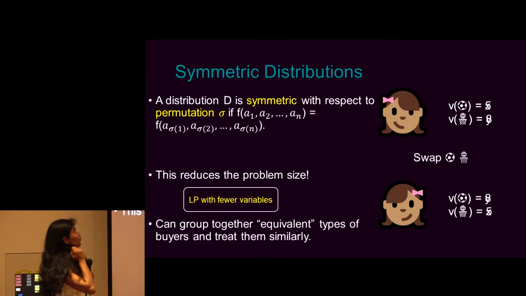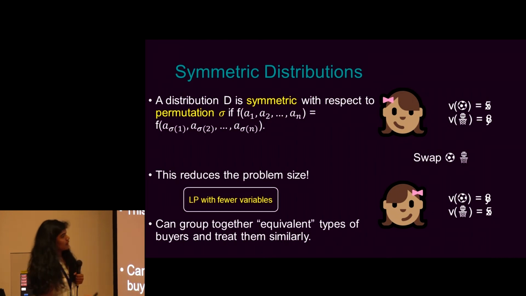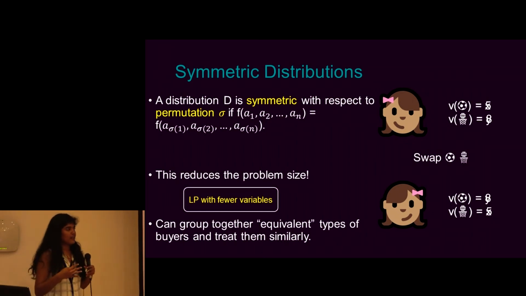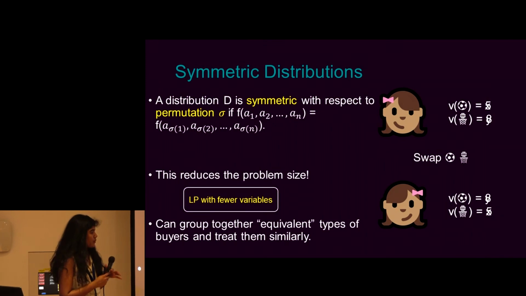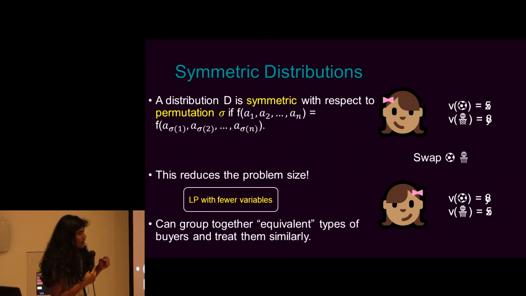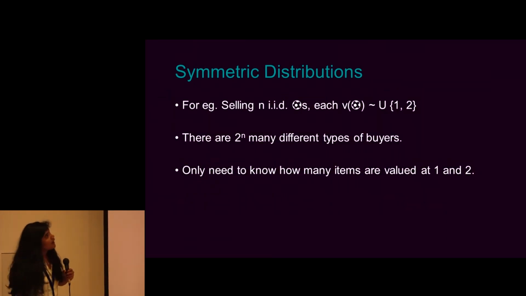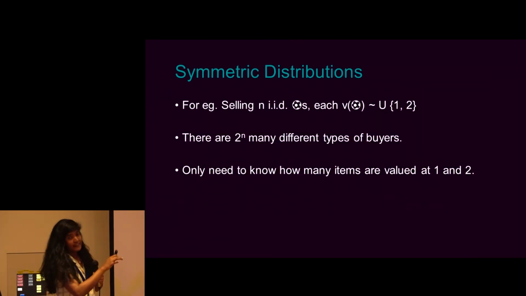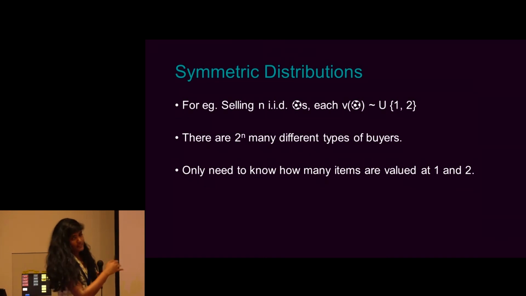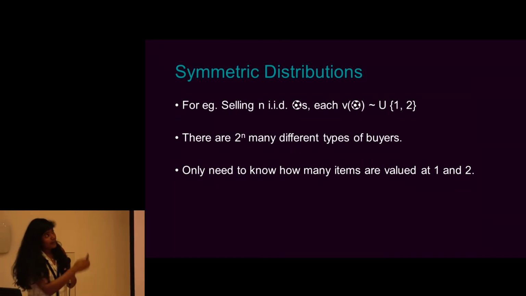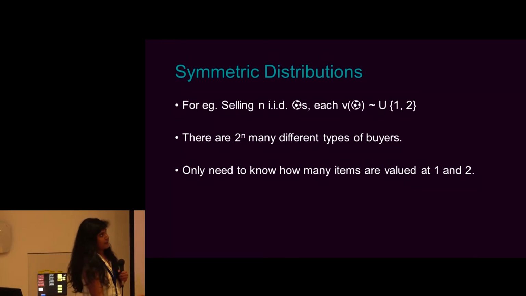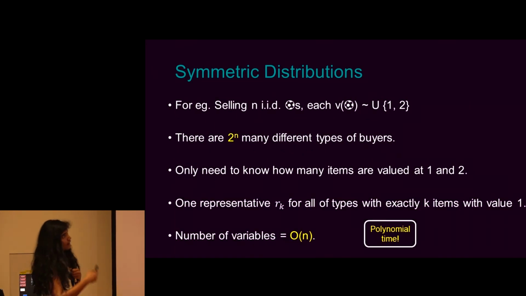And why is this interesting? It's because this reduces the problem size a lot. We can write the LP differently such that it has much fewer variables by grouping together equivalent types and treating them similarly. For example, let's say that we have n identical items. So this is very highly symmetric. There are still 2 to the n many different types of buyers. But all we need to know is how many items are valued at 1 and 2. So we can count them differently.